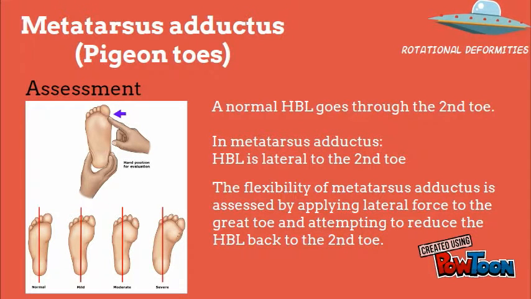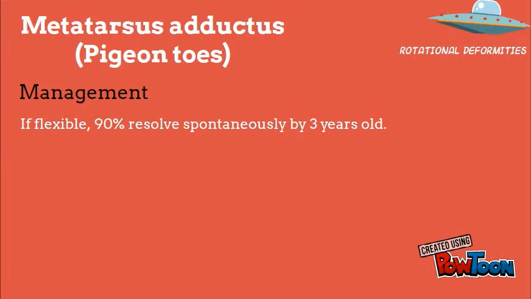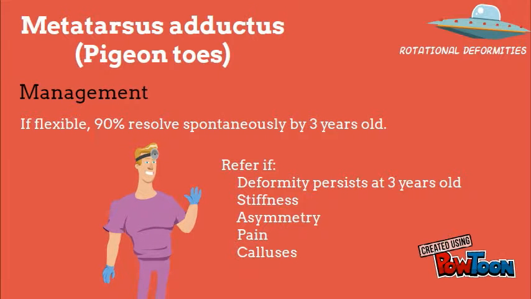Flexibility of metatarsus adductus should also be assessed by applying lateral force to the great toe and attempting to reduce the heel bisector line back to the second toe. Management. If flexible, 90% resolves spontaneously by 3 years old. Referral is warranted if the deformity persists at 3 years old, if there is stiffness, asymmetry, pain, or calluses.